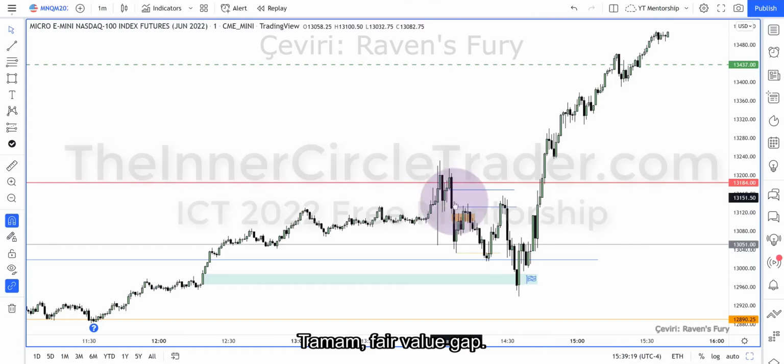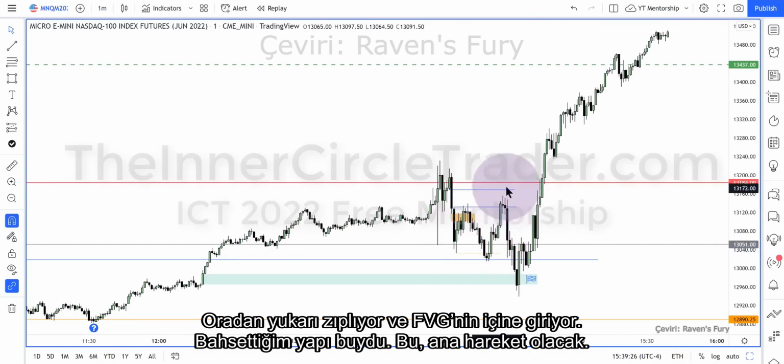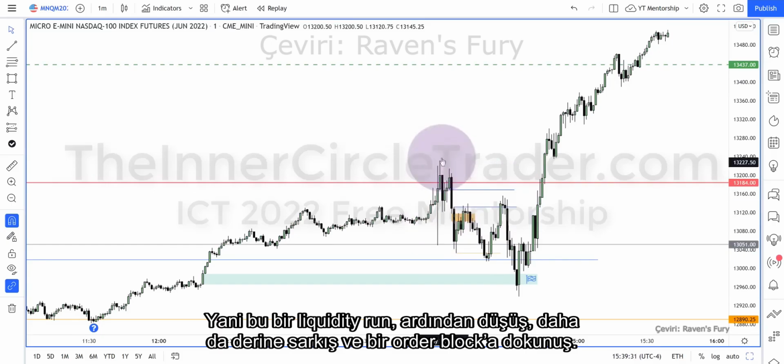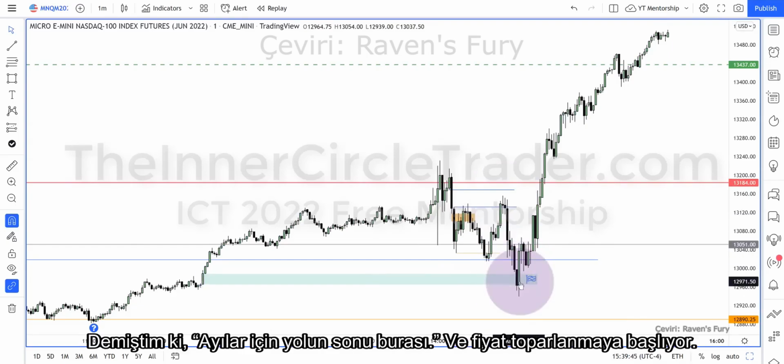Okay. Fair value gap. Initial one here drops down, hits the order block, which is that blue line here. It bounced up into the fair value gap. This is what I was suggesting. This is going to be the main one. So it's a run on liquidity, drop down, start to drop even lower, hit an order block, then rallies up, hits the fair value gap. That sets the stage for the decline down into the area I highlighted in advance. Said this was the end of the road for the bears.